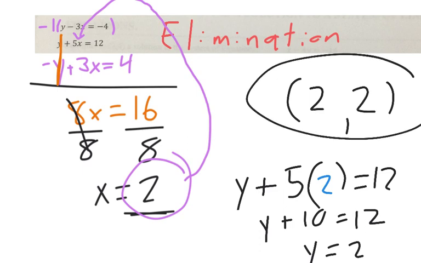So what have I found? This would be an independent system. It has one solution. That means they cross. Where is it that they cross? They cross at 2, 2.